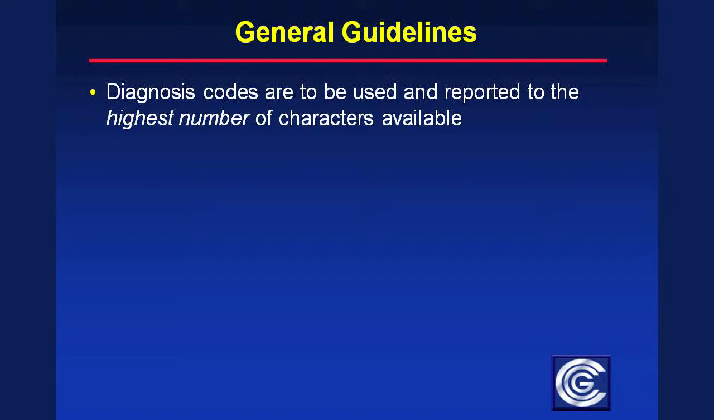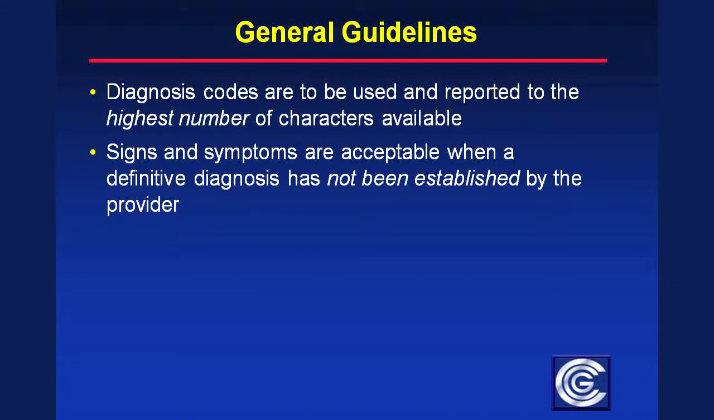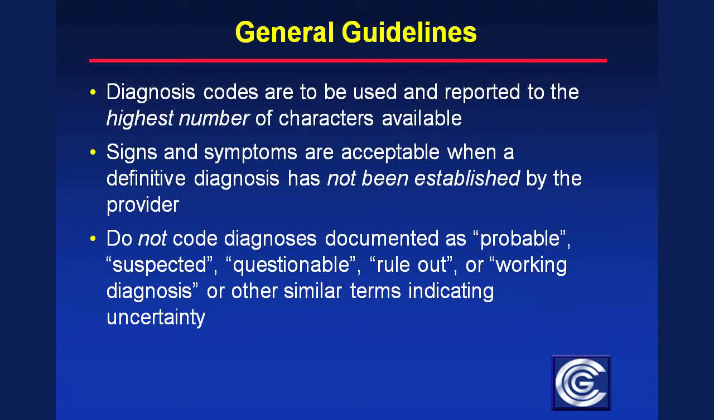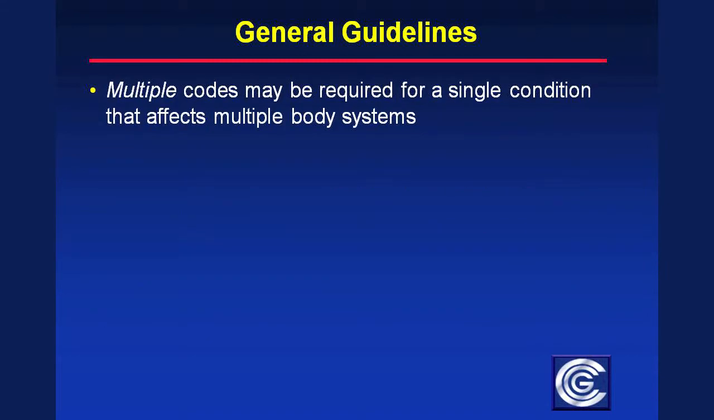Diagnosis codes are to be used and reported to the highest number of characters available. Signs and symptoms are acceptable when a definitive diagnosis has not been established by the provider. Do not code diagnoses documented as probable, suspected, questionable, rule out, or working diagnosis, or other similar term indicating uncertainty. Multiple codes may be required for a single condition that affects multiple body systems.